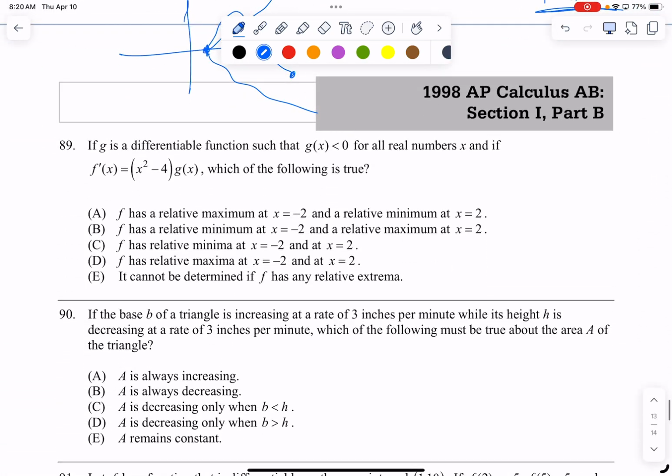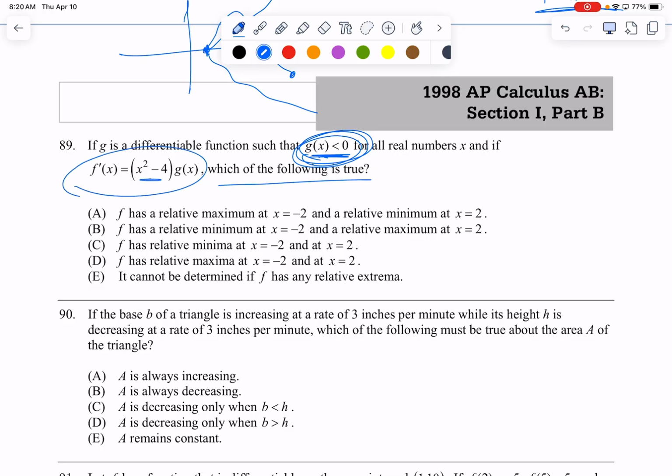All right. Last couple problems. If g is a differentiable function such that g of x is less than 0 for all real numbers x, so they're telling us g of x is less than 0, which is always true. First of all, if you have f prime, and g is a differentiable function, which means it has no corners, cusps, or vertical tangencies, right?